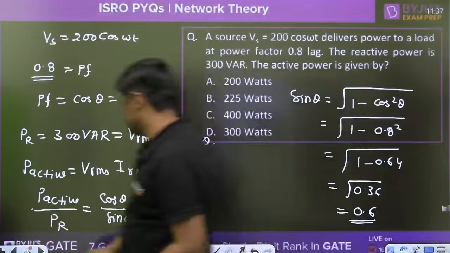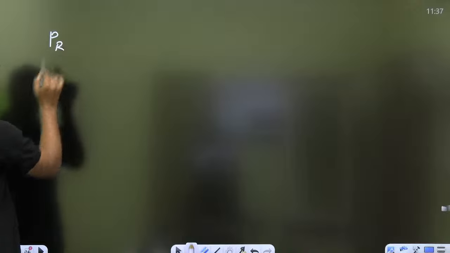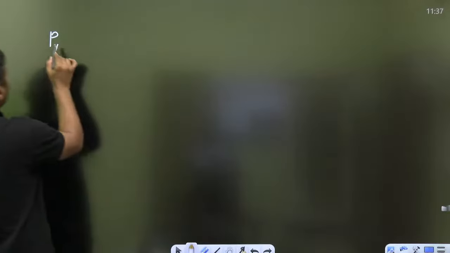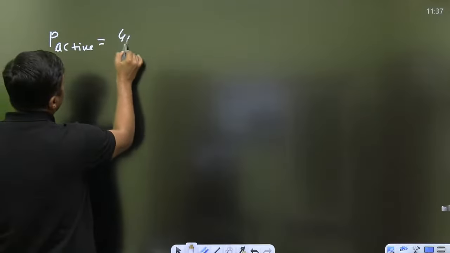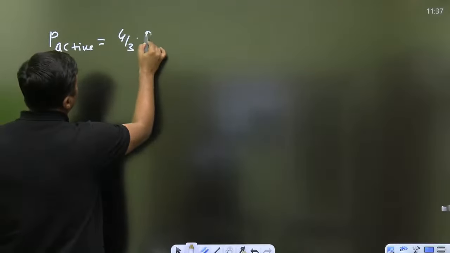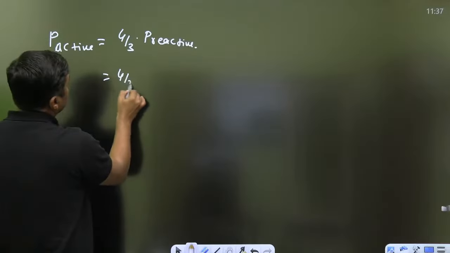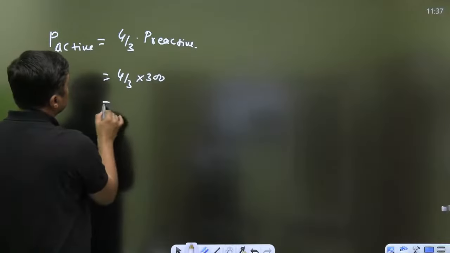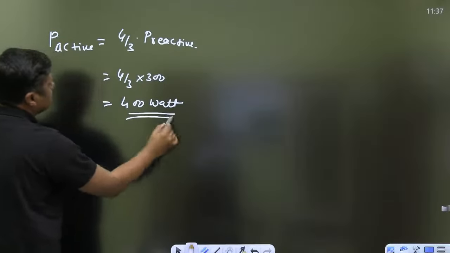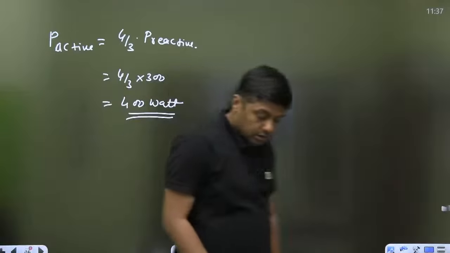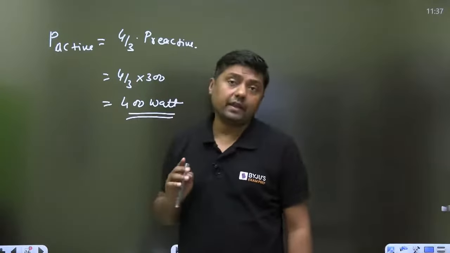Or if you are familiar, directly you can use this formula, na? 4 by 3, 400 watt. So with this question, what I want to say is power triangle.